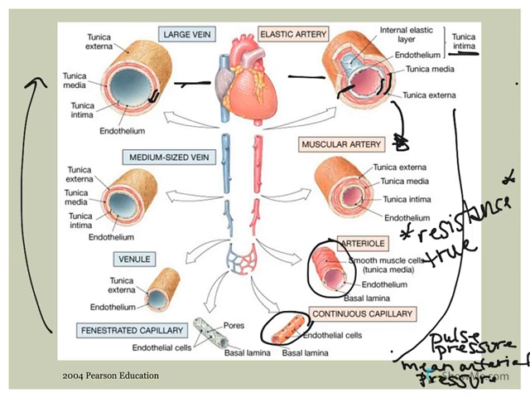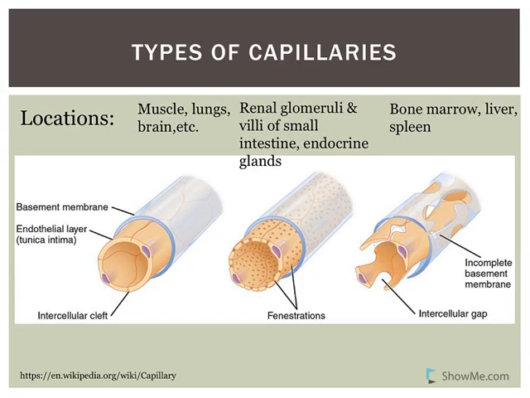Now I want to look at capillaries, and we have different types of capillaries. They're the smallest vessels, very thin-walled. They're going to connect the arterioles to the venules, and the capillaries are where exchange of things will take place. Gas exchange, delivering nutrients, picking up various waste products.